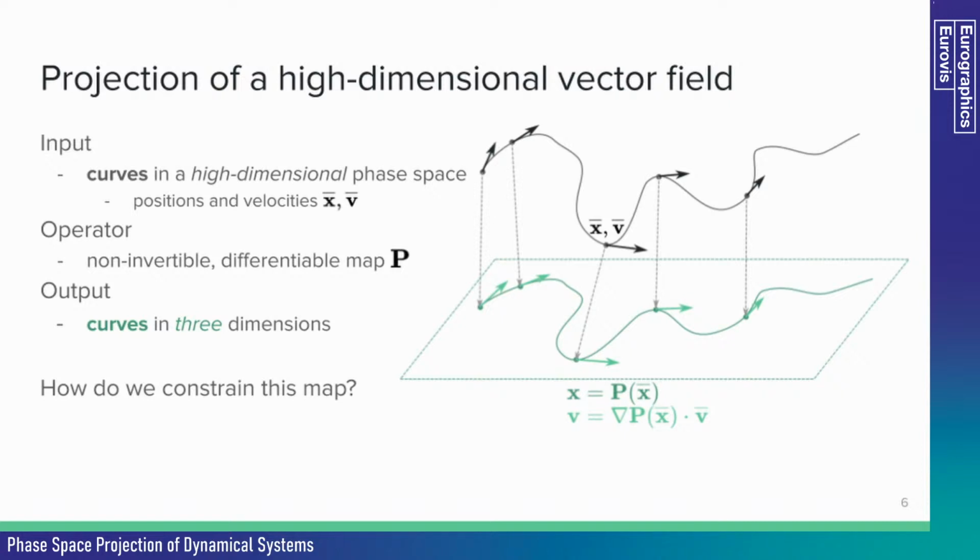These high-dimensional curves, illustrated as dark gray in the image, are represented as sets of sample points, where each point has an associated position and velocity. In order for the projection to remain continuous and smooth, we define the projection operator as a non-invertible differentiable map P. With this definition, the velocity of the output low-dimensional curve, shown in green, is transformed by the corresponding Jacobian. The question remains, how do we constrain this map?